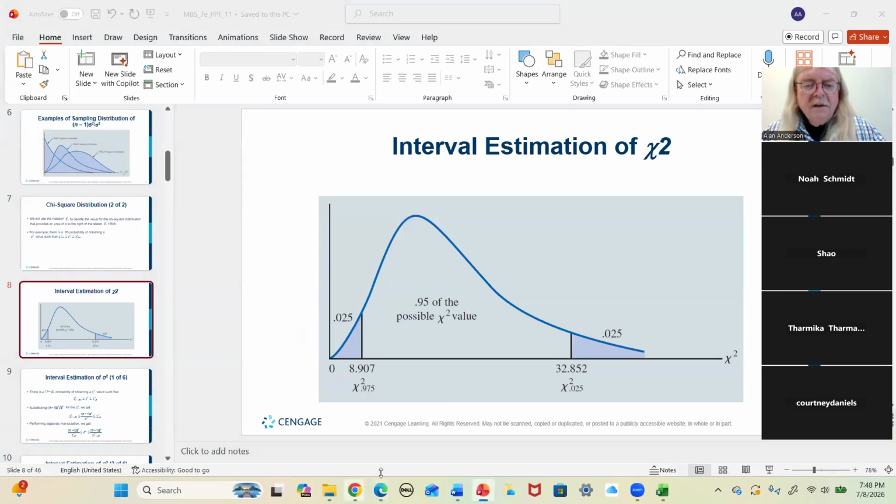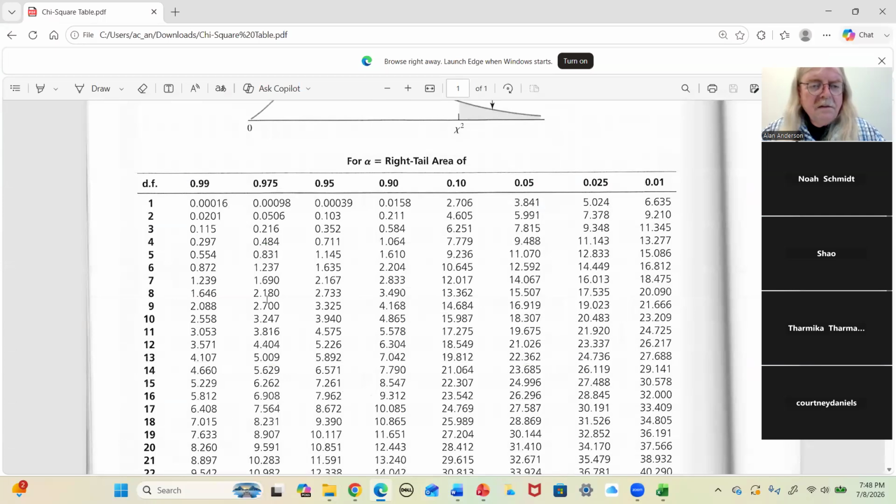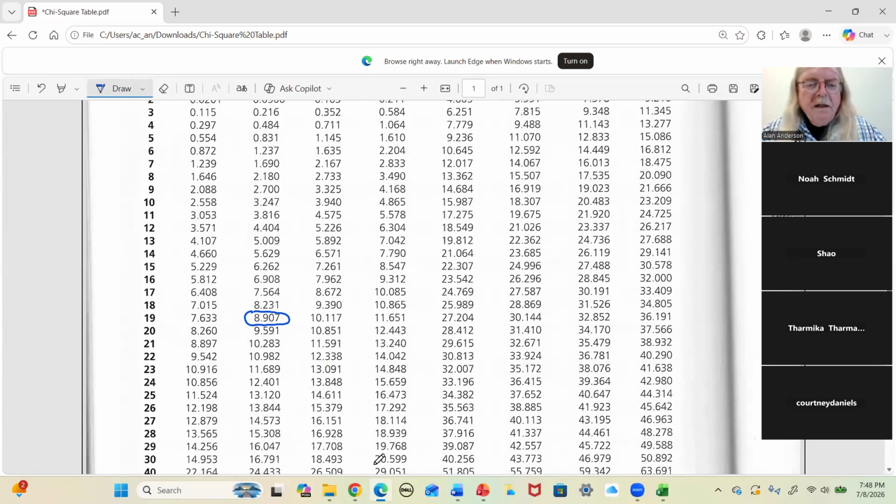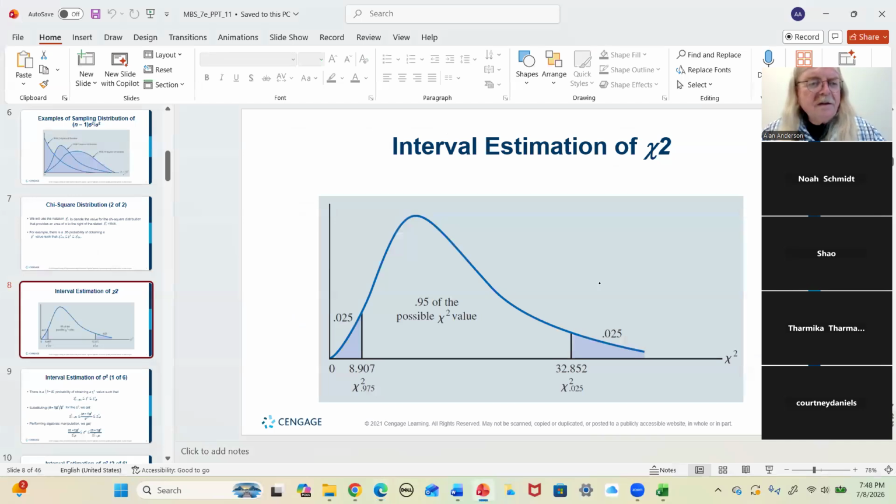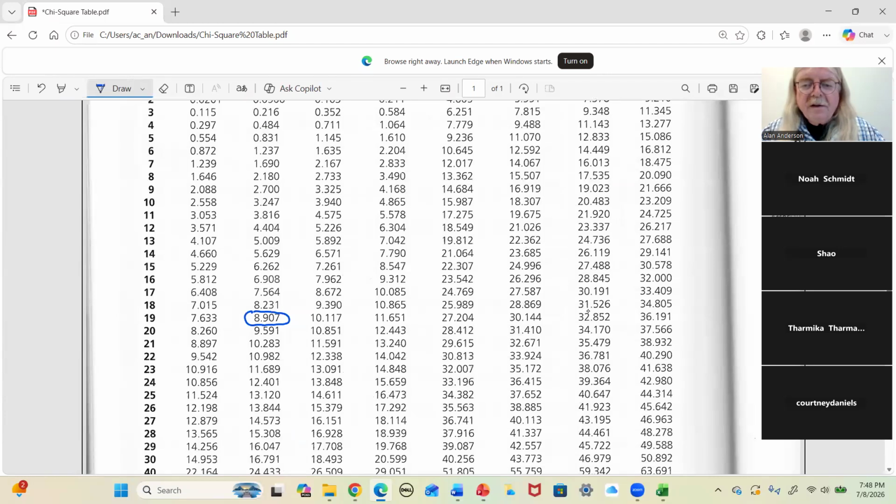8.907. There it is. Wait a minute. Maybe I can draw. Oh, wait a minute. What do we have here? Yeah, that's weird how they didn't specifically tell us what degrees of freedom to look for. And then 32.852 would be here. So that means obviously they forgot to tell us that this refers to 19 degrees of freedom.